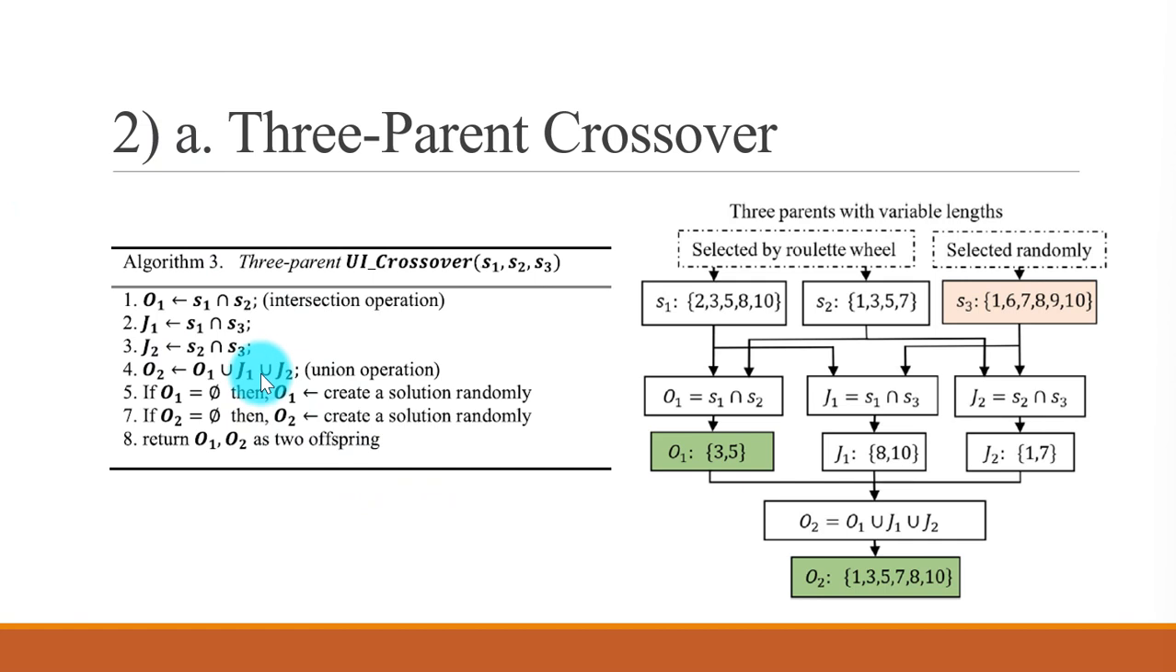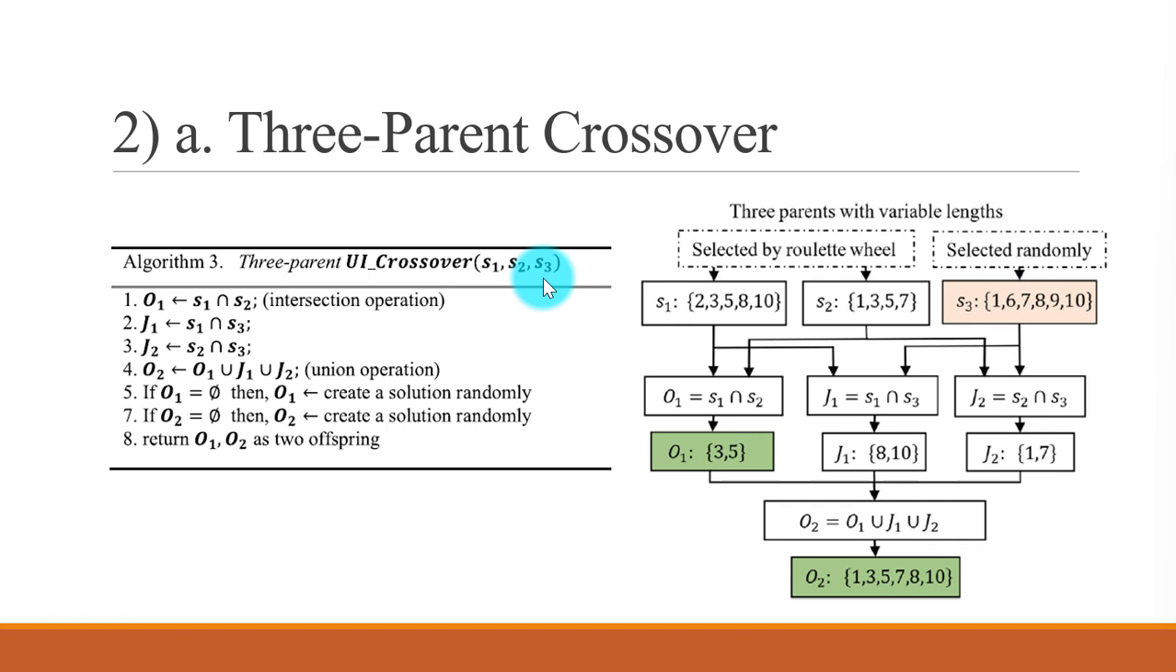Using the integer coding, we propose two variation operations: crossover and mutation. Here we have the three-parent crossover. Compared to the conventional crossover, we involve three parents instead of two. Two of them are selected by the roulette wheel mechanism, and the third one is chosen randomly.